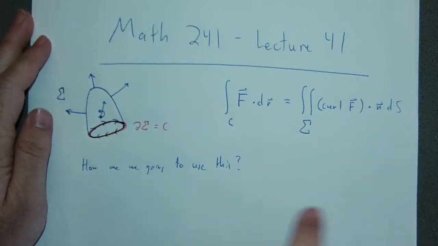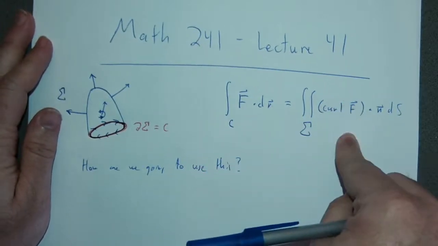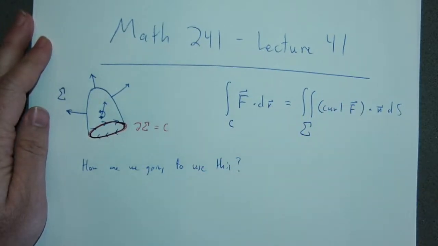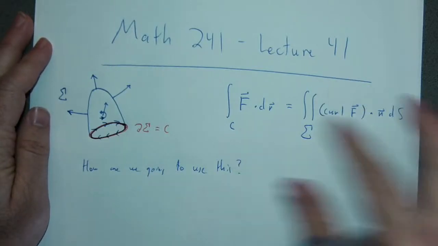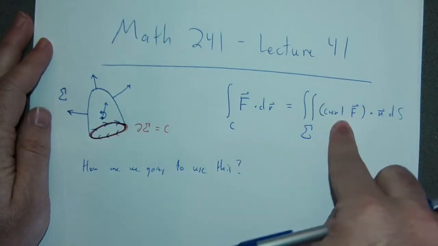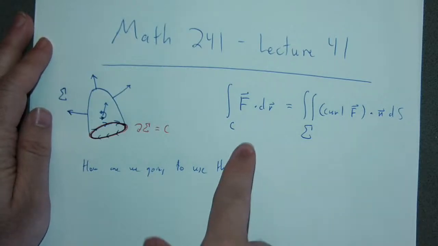What I mean by that is you can use Stokes' theorem to compute a line integral as a surface integral, or you could use this to compute a surface integral as a line integral. Now, because there's this curl underneath, doing it in that direction, computing a surface integral as a line integral, is not necessarily that convenient.